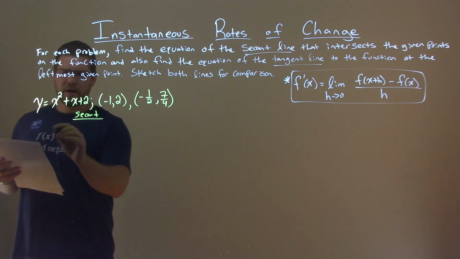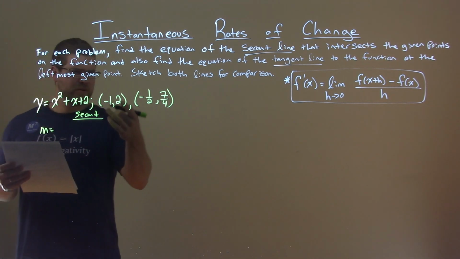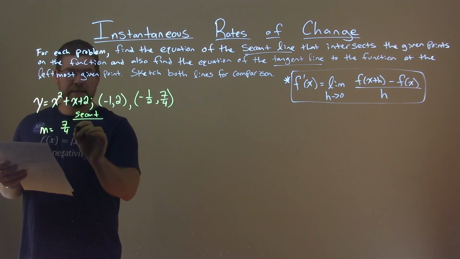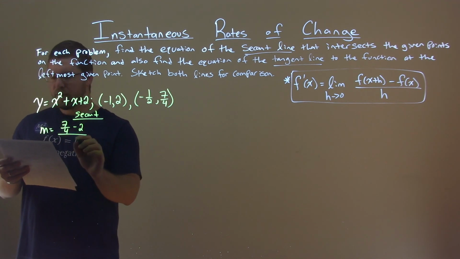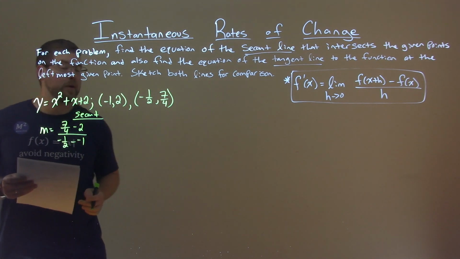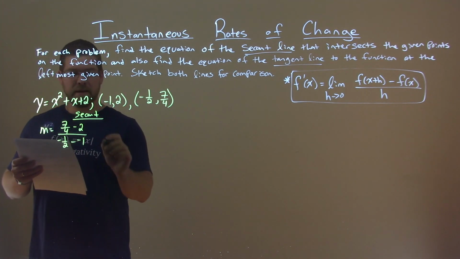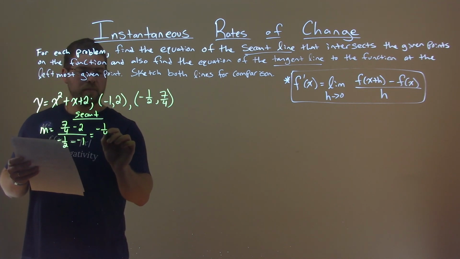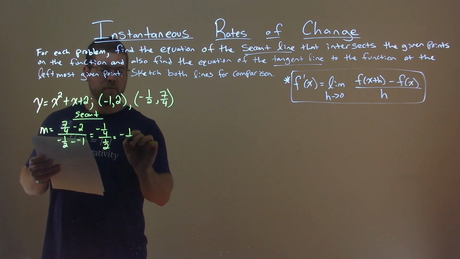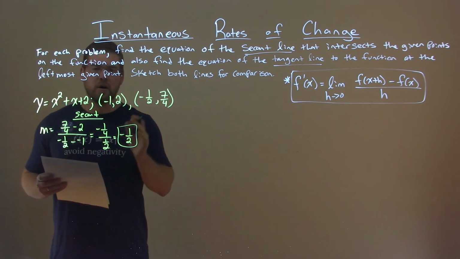We want to find our slope using the slope formula. Pretty easy. We're given the two points right here. This is just algebra, guys. 7/4 minus 2 over -1/2 minus -1, that's y2 minus y1 over x2 minus x1. This comes out to be -1/4 over 1/2, which is -1/2. All right, we've got our slope here.